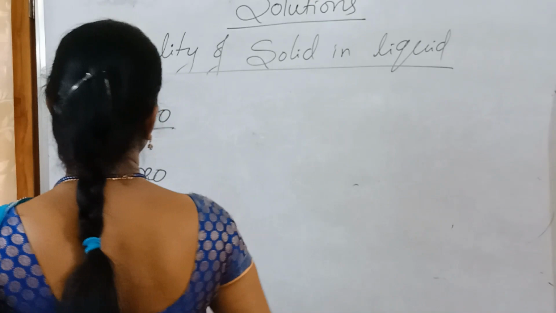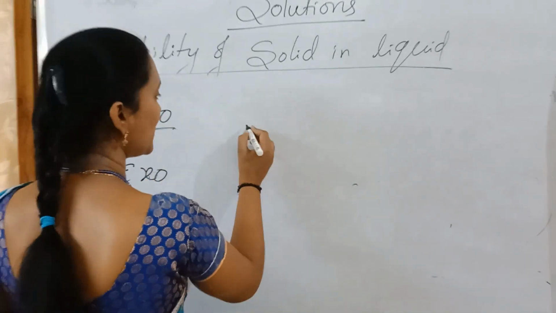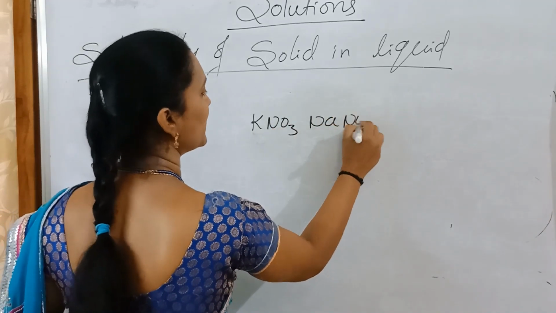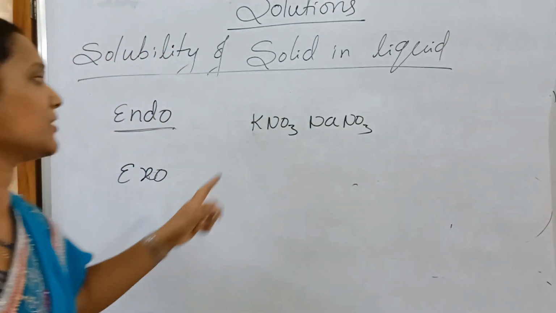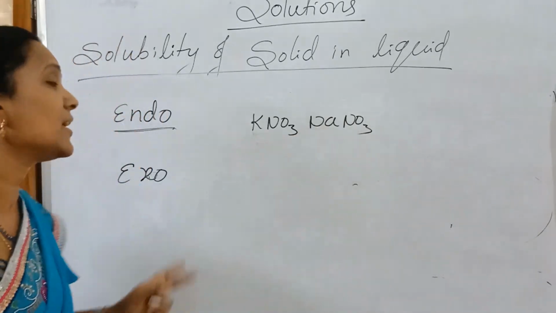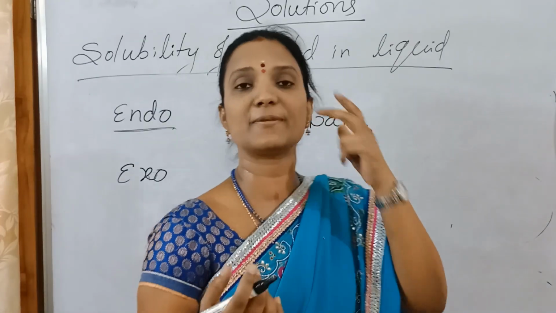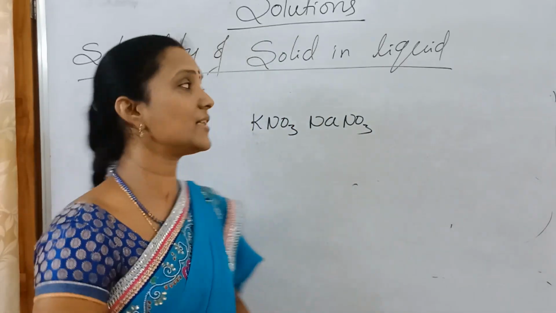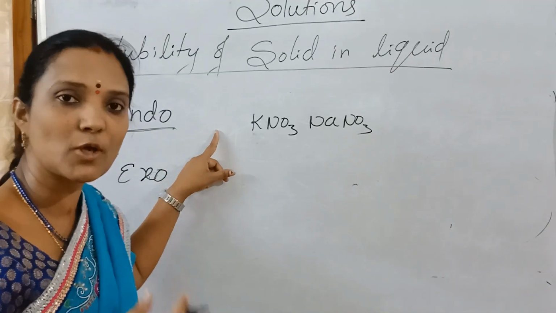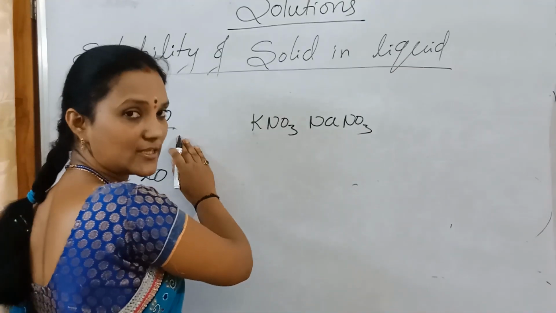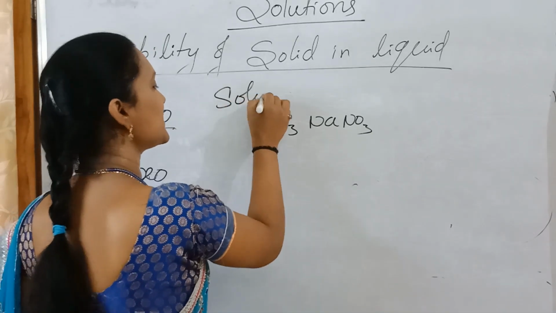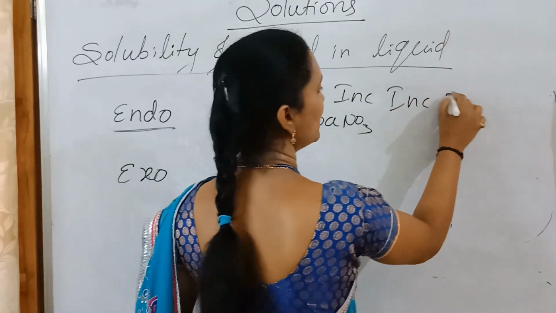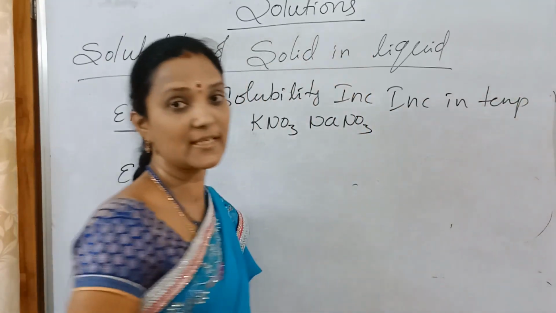Now, if it is endothermic, what happens here? According to Le Chatelier's principle, for example KNO3, NaNO3, and NaCl also we can consider here. These are endothermic reactions, so according to Le Chatelier's principle we have to maintain high temperature. As the temperature increases, solubility increases. So if the reaction is endothermic, solubility increases with an increase in temperature.